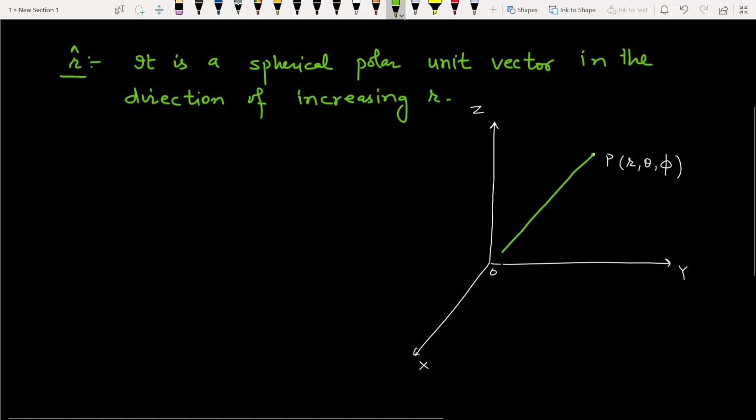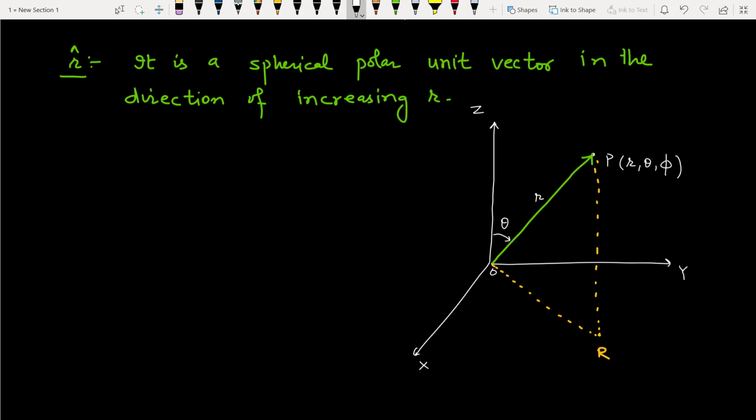P with O and we get a position vector OP. And if we draw a perpendicular from P in the XY plane at point R and join OR, then this length is r, this angle is theta, this angle is phi. This we have studied in our previous lecture.